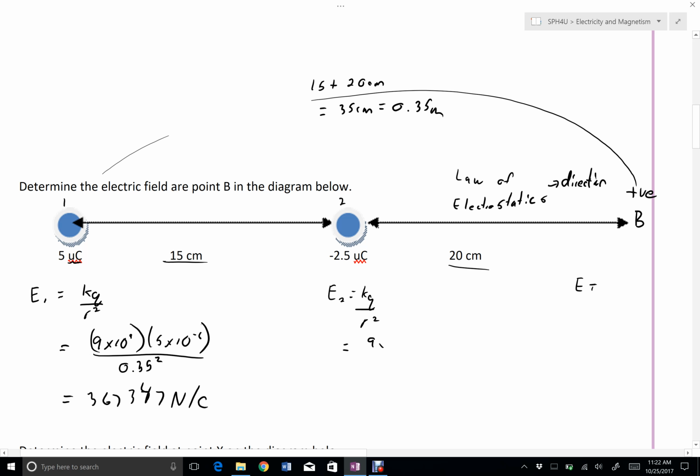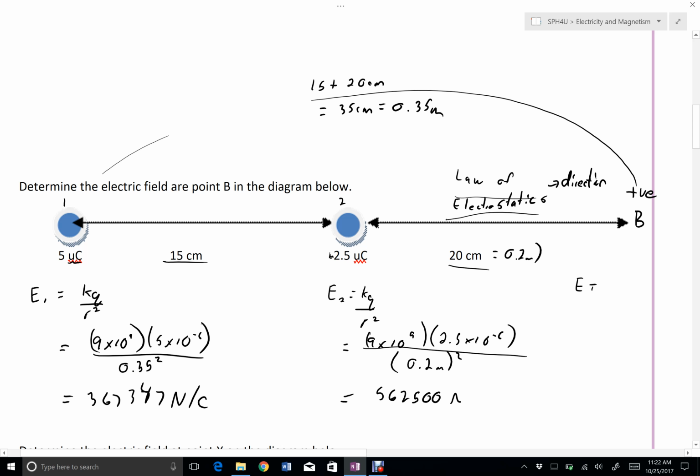And here, 9 times 10 to the 9. Again, because I'm going to use the law of electrostatics to determine my direction, I'm not going to bother with my charge sign right now, so I'm just going to put this in as 2.5 times 10 to the negative 6. I'm ignoring this negative because I'll deal with direction later. And here I'm 20 centimeters, or 0.2 meters away. So 9 exponent 9, 2.5 exponent negative 6 divided by 0.2 squared. And I got 562,500 newtons per coulomb. I'm going to put commas in so that I can see my numbers a little bit more easily.